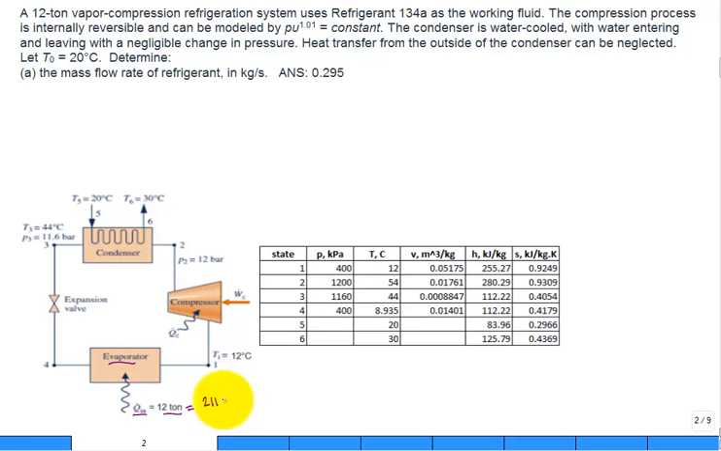211 kilojoules per minute is a ton. So let's put ton per 60 seconds. And we can convert that over, and that comes in at 42.2 kilowatts. Okay, so that's our cooling.